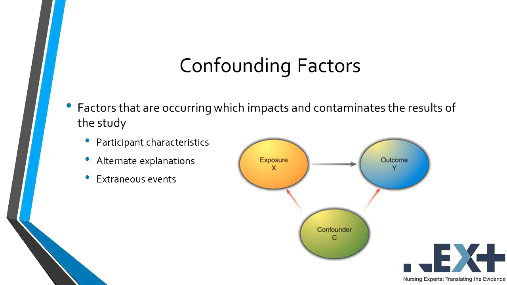For an example, let's return to the scenario of the study about a cartoon distraction during starting an IV on a child. If the child has had numerous previous IV starts and has become desensitized to the IV insertion process, that might be a participant characteristic confounder. If the nurse knows the child or has a very soothing voice, these could be alternate explanation confounders.